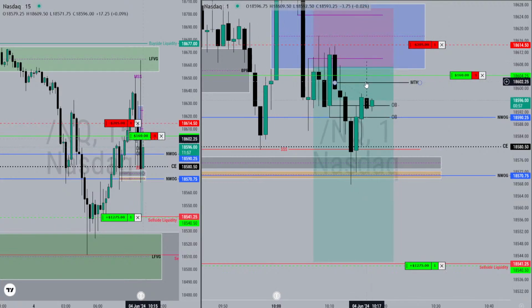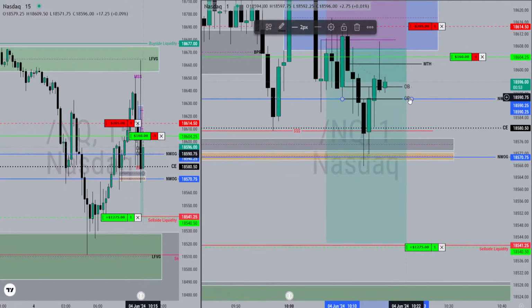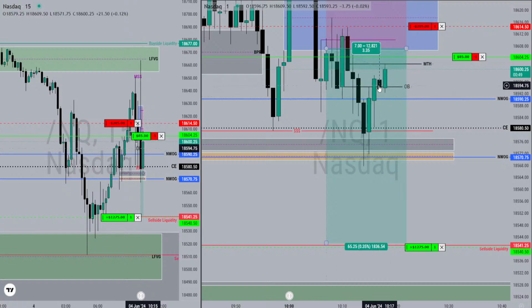It didn't close above the mean threshold. I am really happy to see that. Still now, as market has traded the opening, I am going to remove this lower one. Instead of that, I am going to keep the opening of this order block.